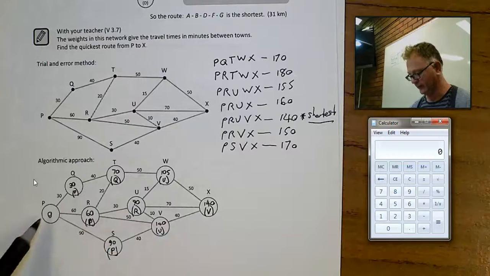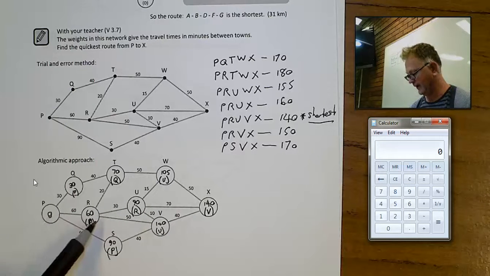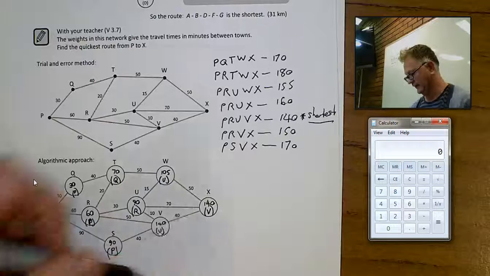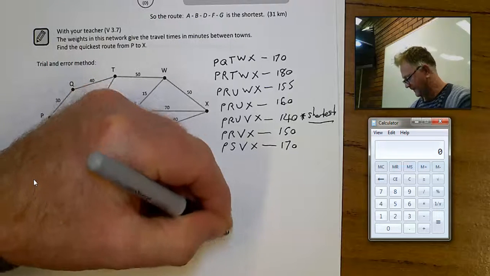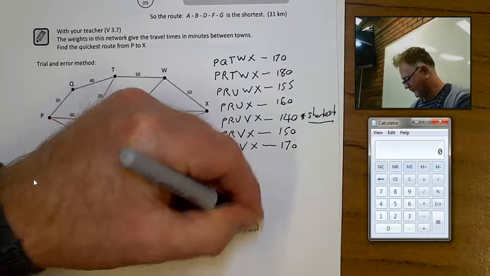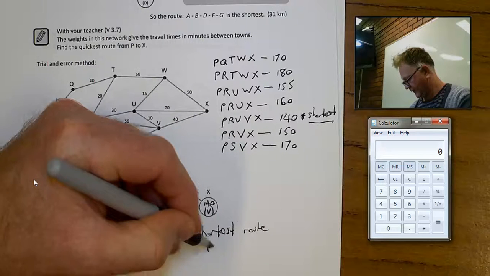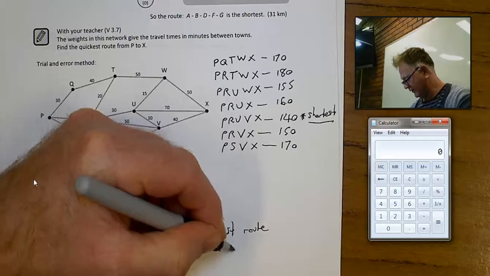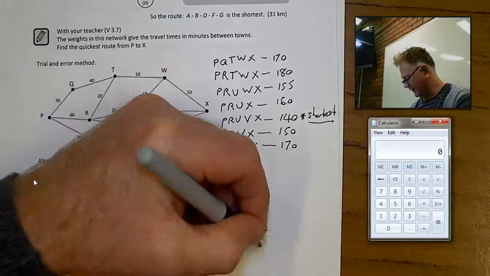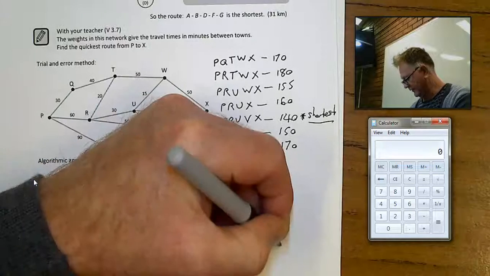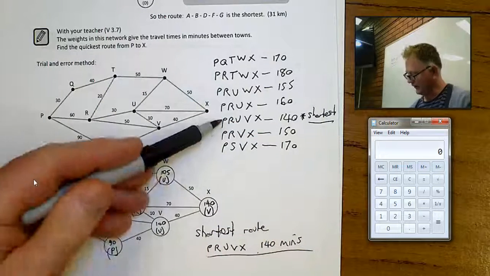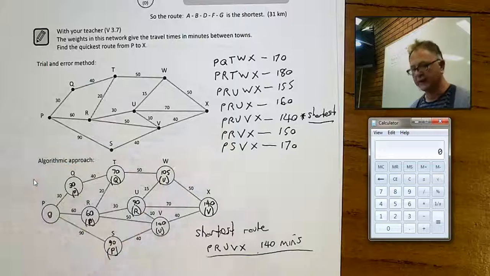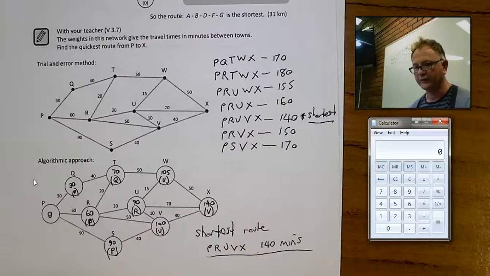Doing it in the forwards direction, it's P, R, U, V, X, 140 minutes, which is exactly what we found up here by listing all the different possibilities.